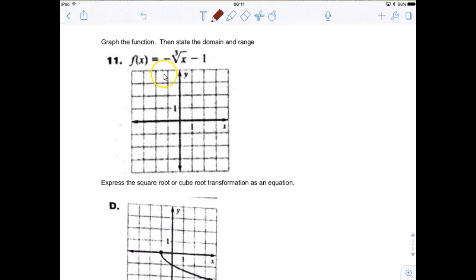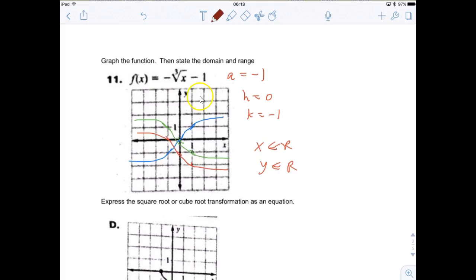How about doing this one here? Do the parent function, identify a, h, and k, do the transformation, identify the domain and range, and then come back and check your answer. So you can see that I went through 2 steps. First, I changed the blue graph to the green one, and then to the red one using the transformations a equals -1 and k equals -1. And as with all cubic root functions, the domain and range is x is an element of all real numbers and y is an element of all real numbers.